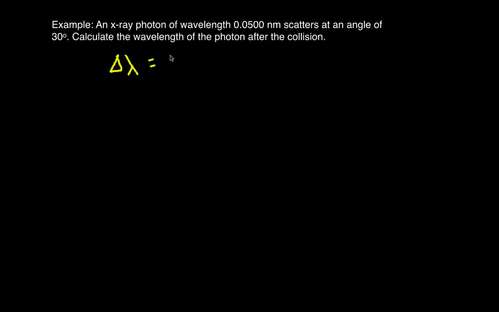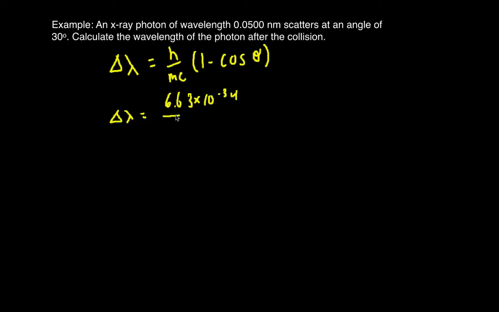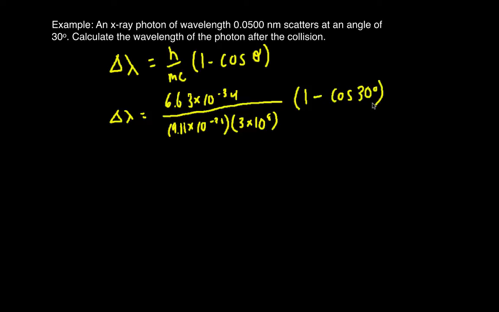Delta lambda equals h over mc, times 1 minus cos theta. The change in wavelength equals 6.63 times 10 to the negative 34, that's Planck's constant, divided by the mass of the electron, which is 9.11 times 10 to the minus 31, times the speed of light, which is 3 times 10 to the 8, multiplied by 1 minus cos of the angle, which is 30 degrees. This gives us a change in wavelength equal to 3.25 times 10 to the negative 13 meters.